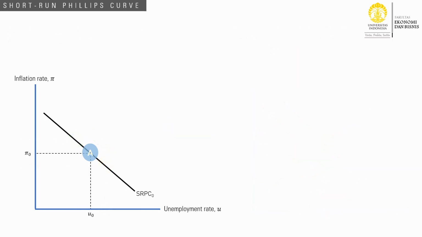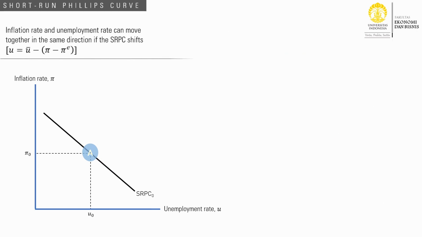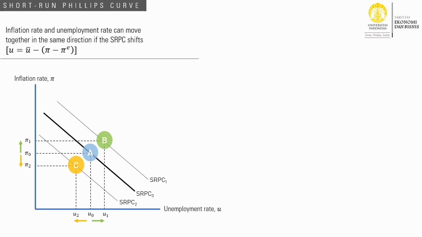After knowing the factors that make inflation and unemployment move in opposite direction, is it possible that inflation and unemployment move in the same direction instead? The answer is yes. It may happen if the SRPC shifts to the right or to the left, as shown in the diagram here. When the SRPC shifts, the economy may move from point A to point B or to point C, so that both inflation and unemployment increase together or decrease together. They move in the same direction. Now the question is, how does the SRPC shift?